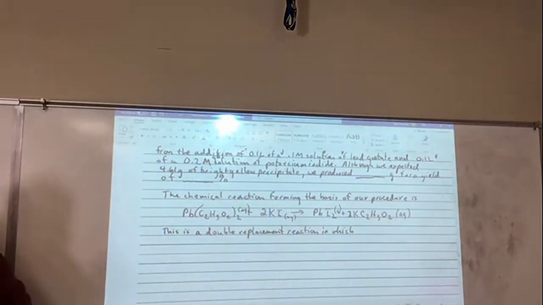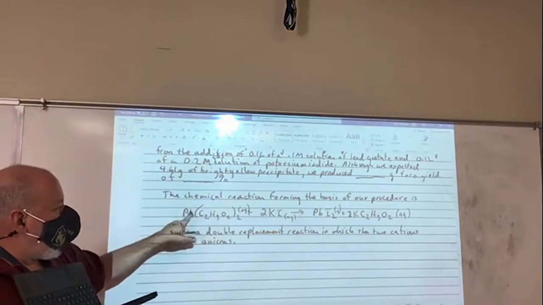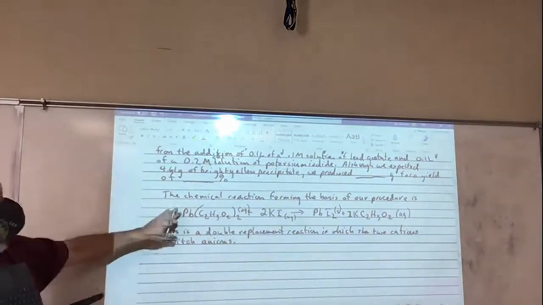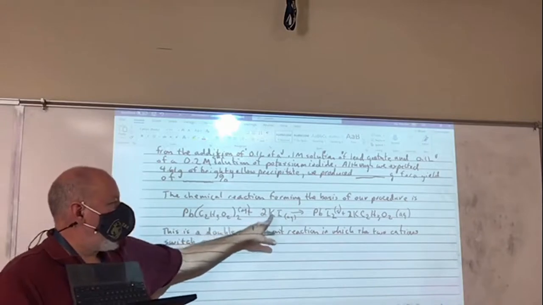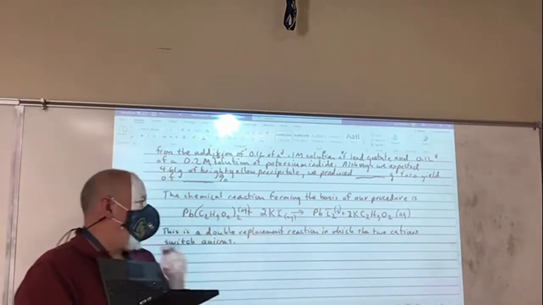So this is a double replacement reaction in which the two cations switch anions. Okay, that's what all double replacement reactions are going to be. I'm going to have an ionic compound here, and I'm going to have an ionic compound here. And anytime I have that situation, if I write that equation out, the expectation is going to be that the two cations switch anions.